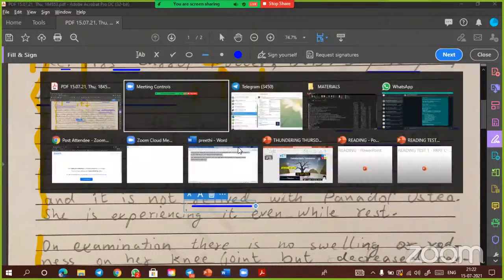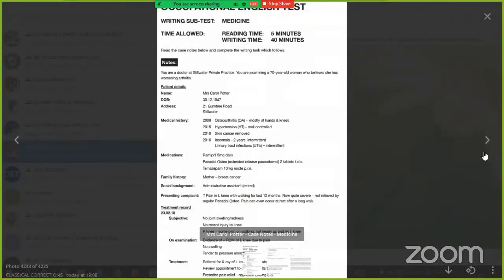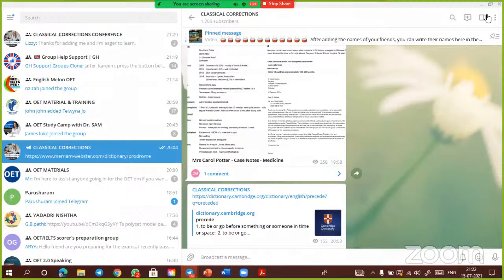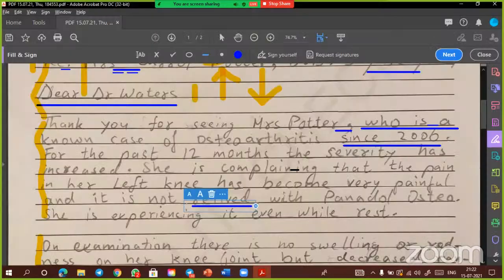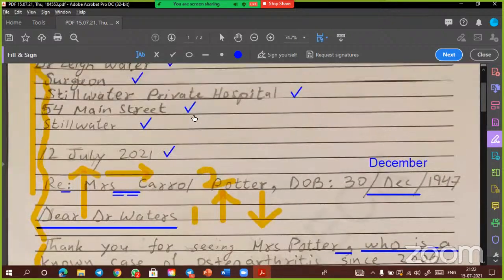Now, what is this type of letter? Let us see. What is it telling? Write a letter of referral. You have to write a referral letter. So you can use the word referral. I am referring. So here you can write two sentences. How you can use, I'm going to tell you now.